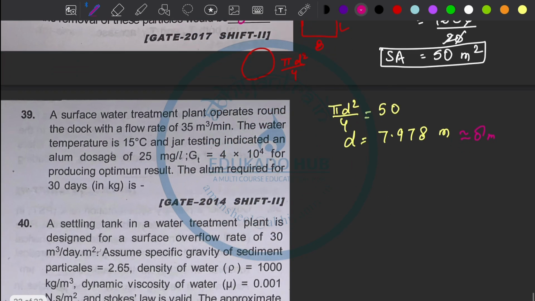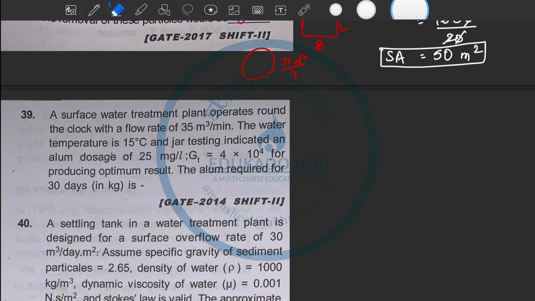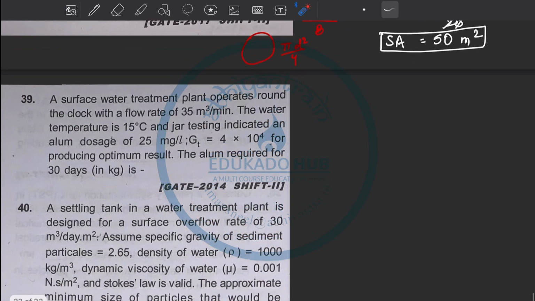Next question says that a surface water treatment plant operates round the clock with a flow rate of 35 meter cube per minute. Water temperature is 15 degrees Celsius and jar testing indicated an alum dosage of 25 milligram per liter. GT is equal to 4 into 10 to the power 4, producing optimum result. Alum required for 30 days in kg.